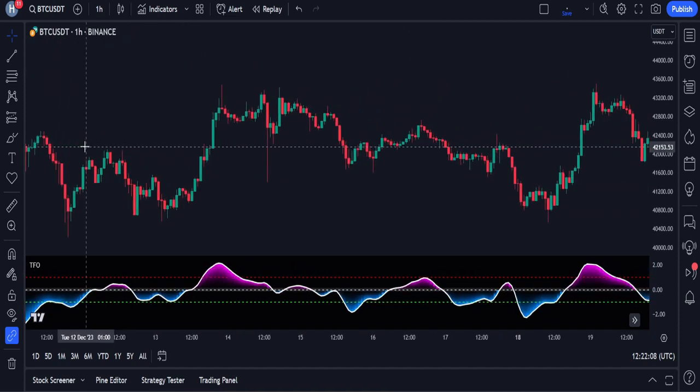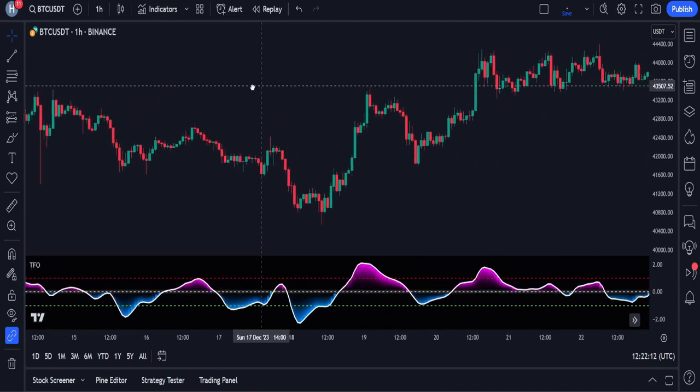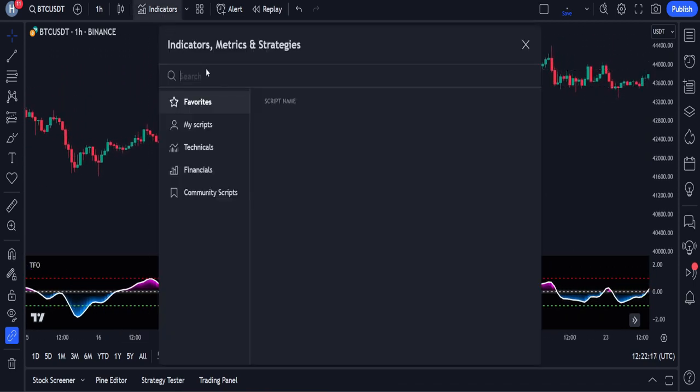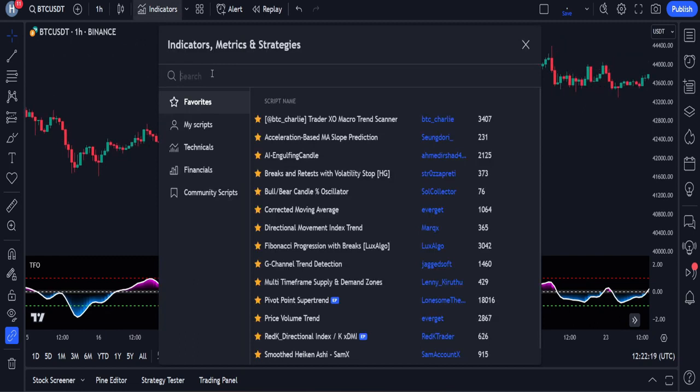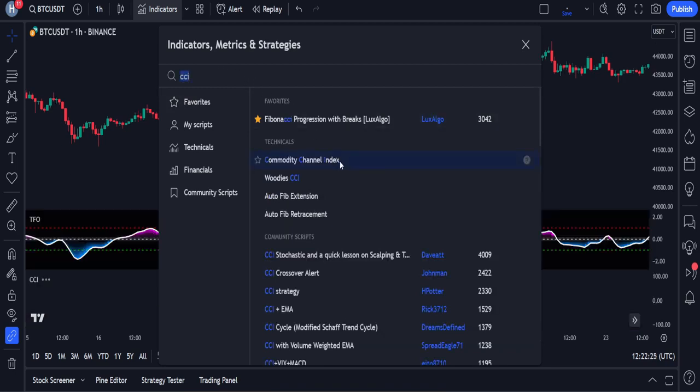Now, let me show you a trading strategy that you can use to filter the false signals and only take the signals that are in the current trend of the market here. So for that, we will add another indicator to our chart. So we will click on the Indicators tab again, and we will search for CCI, and then add this Commodity Channel Index indicator to the chart.